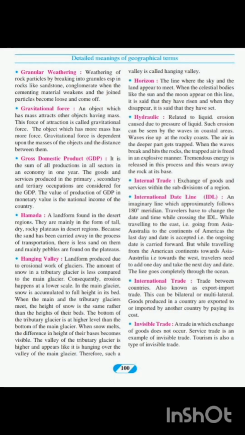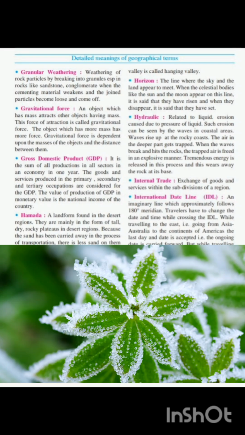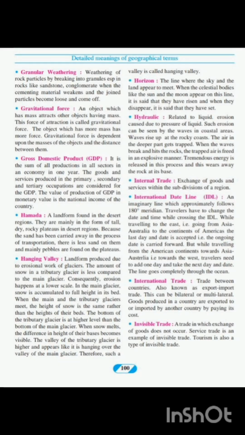The bottom of the tributary glacier is at a higher level than the bottom of the main glacier. When the snow melts, the difference in height of their bases becomes visible. The valley of the tributary glacier is higher and appears to be hanging over the valley of the main one. Therefore, such a valley is called a hanging valley.